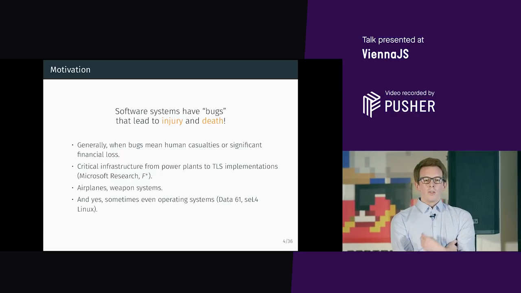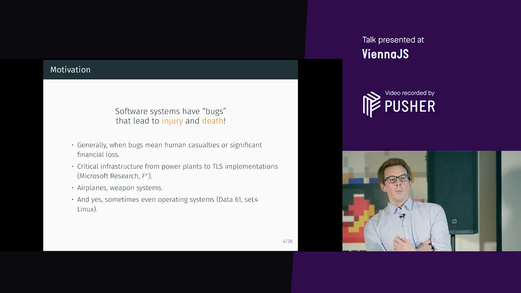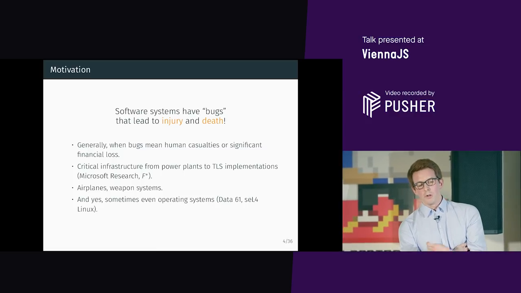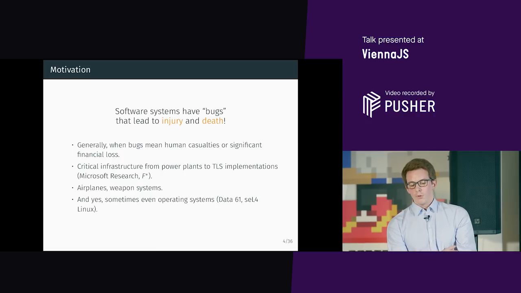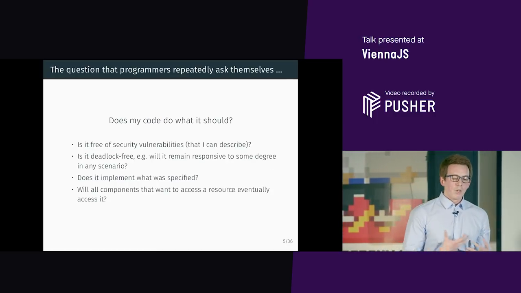Critical infrastructure might not be what you think, like power plants, but some people even consider TLS implementations or operating systems as critical infrastructure, because just think about, I don't know, weapon systems or airplanes. They also run operating systems, and they have to communicate securely. And if something goes wrong there, then it can go really wrong, as I said before. So that's the frame we're operating in, and there are many possible ways to achieve that.